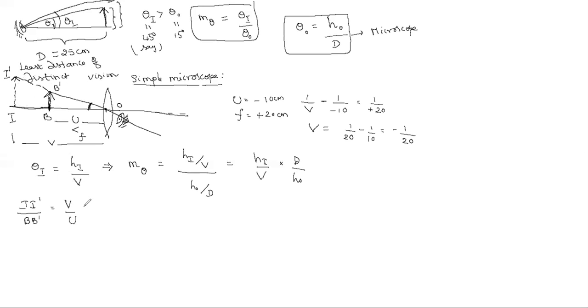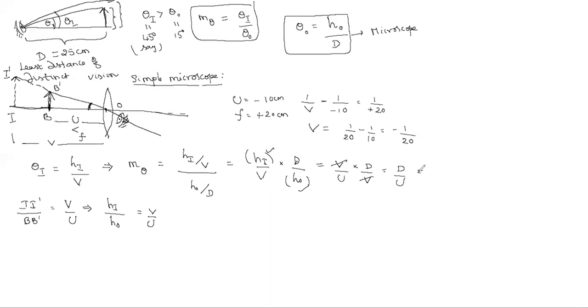So I dash is H_I, and B B dash is H_O. What am I getting? Equal to V by U. So H_I by H_O, can I replace with V by U? Replace these two with V by U in D by V. V and V cancel. Finally you are getting D by U.